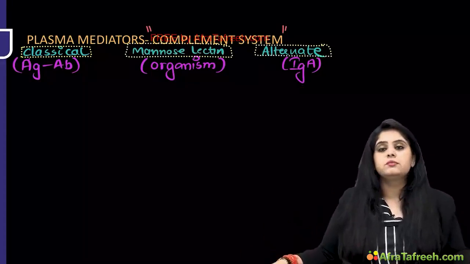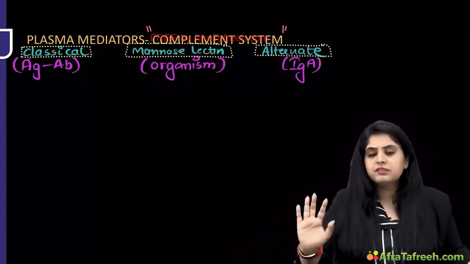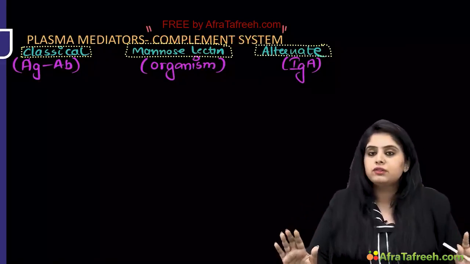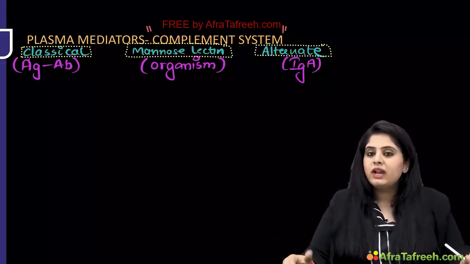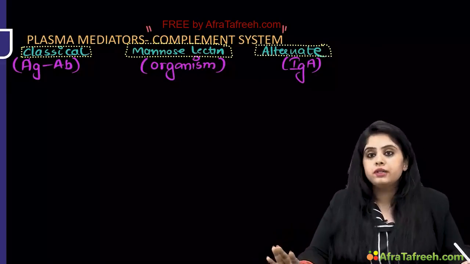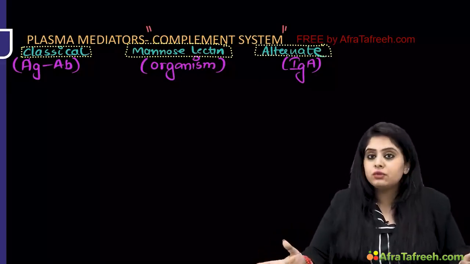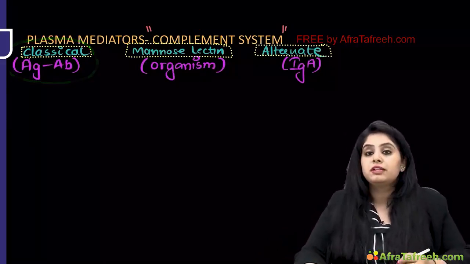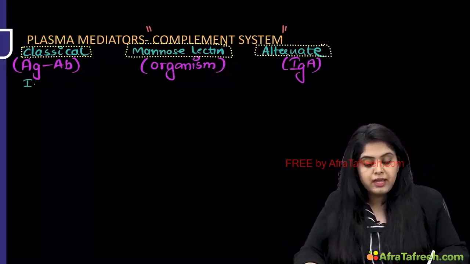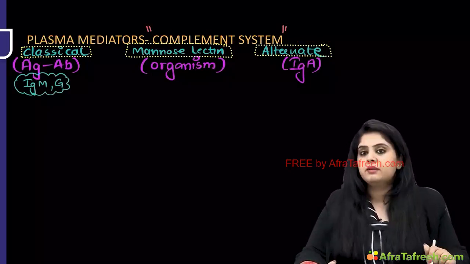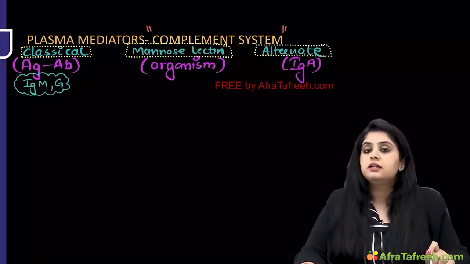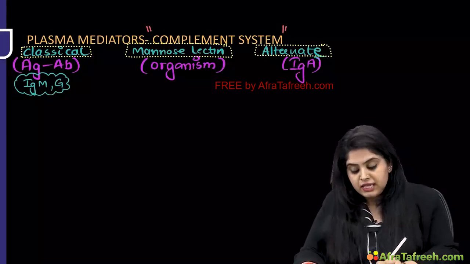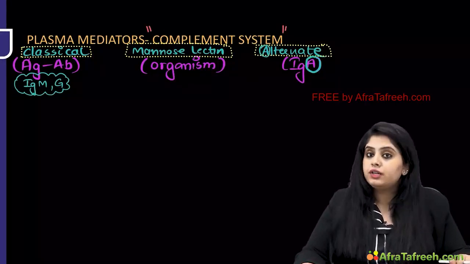So the first question that comes in everyone's mind is, ma'am, complement system I have learned, three pathways I have learned, but when do I start which pathway? How does my body get to know whether to do classical, alternate or mannose? So remember, whenever there is any antigen-antibody complex involved, which includes M and G antibodies, in that immune complex you will start the classical pathway. If IgA is there, then common sense, A for A, which pathway will you start? Alternate pathway.